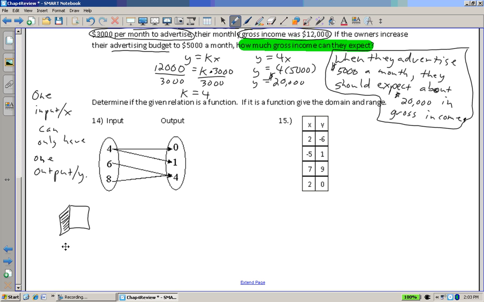All right. One person cannot go through two doors at the same time. That makes absolutely no sense. But here, two people could go through one door. That makes perfect sense.